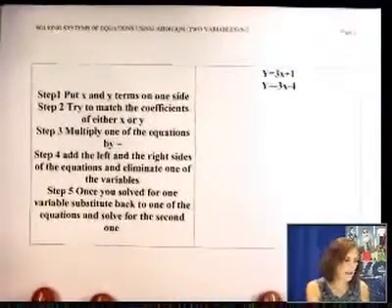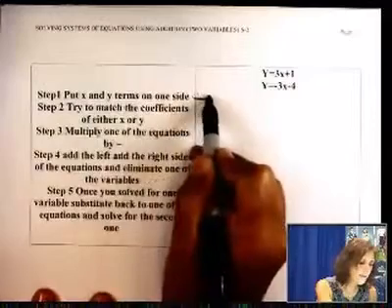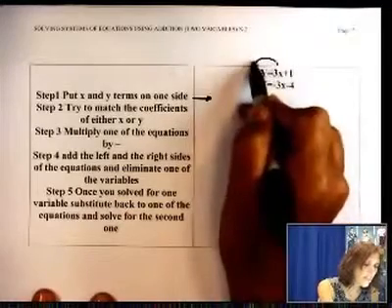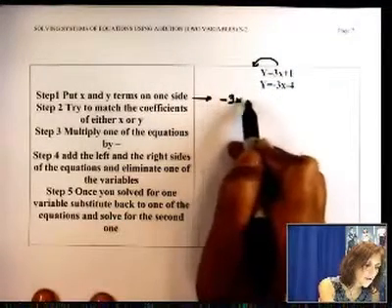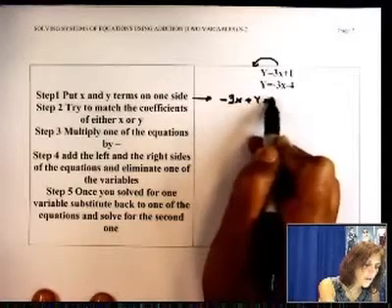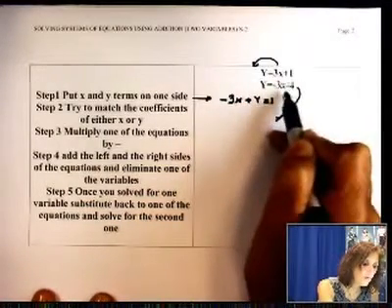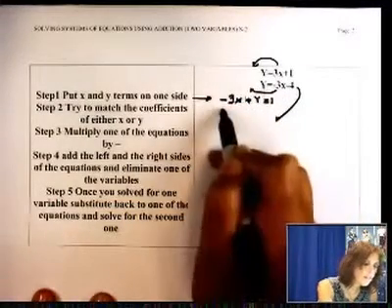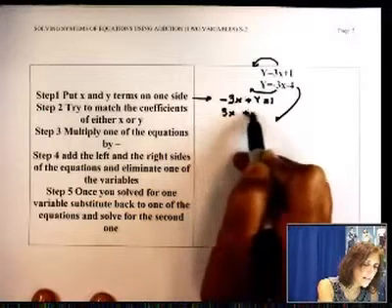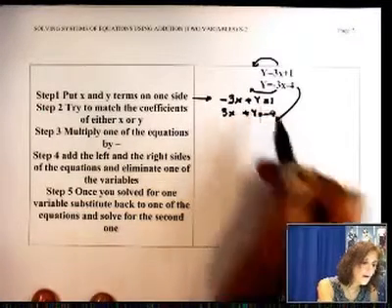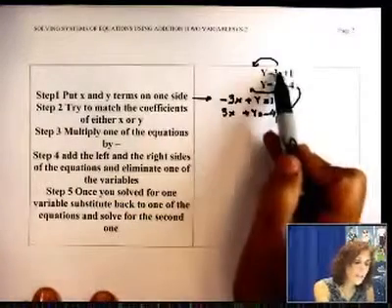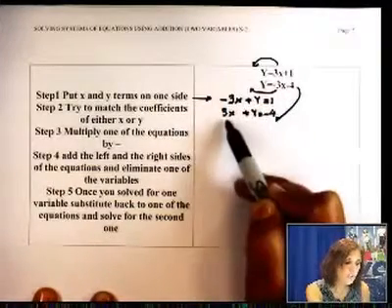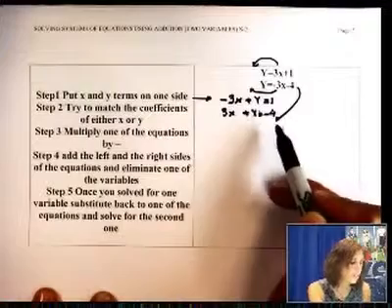Okay, here it is. The first step says, put x and y terms on one side. So I'm going to move the 3x to the left. And this one, I'm going to move this 3x to the left as well. Now, this is what I have. So I moved that 3x to the left, which became negative 3x. And this negative 3x to the left, which became positive 3x. And I changed nothing else.